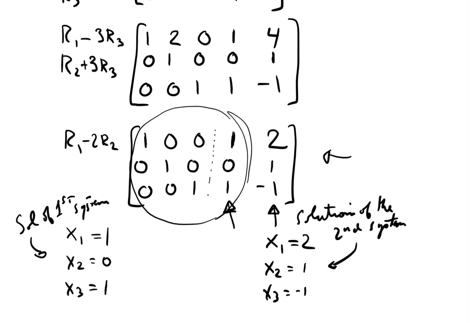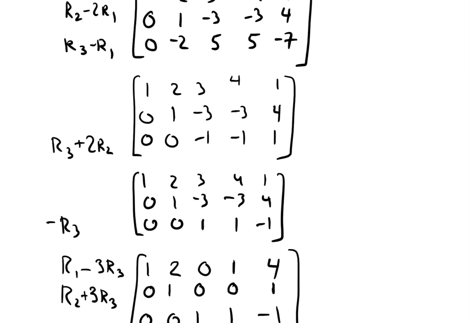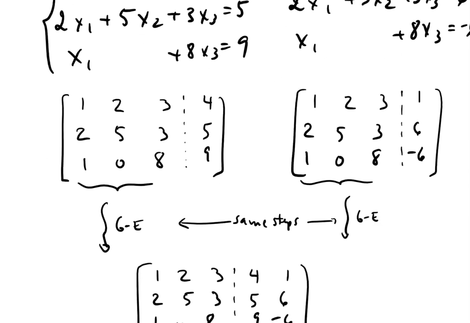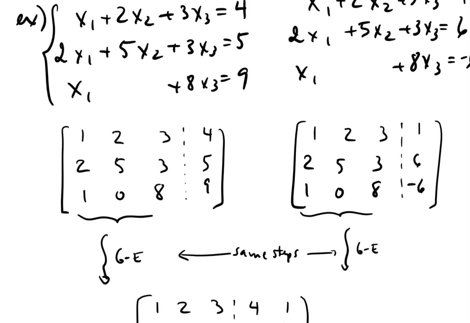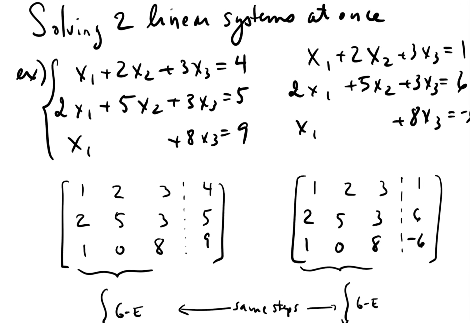So you may wonder, when is that going to happen? That I'll have two systems with the same coefficients. Well, you'll see that it will happen when we want to calculate the inverse of a matrix. So that's coming up. Stay tuned.